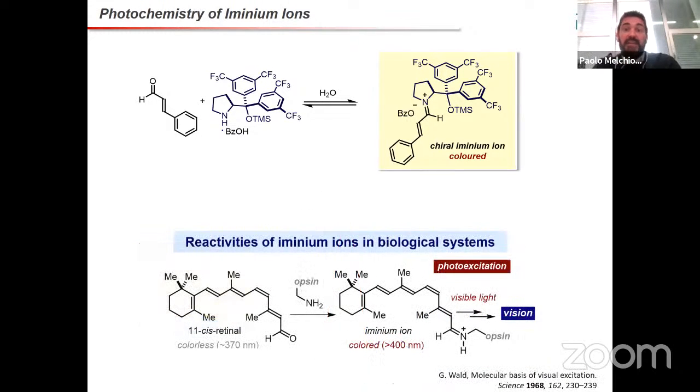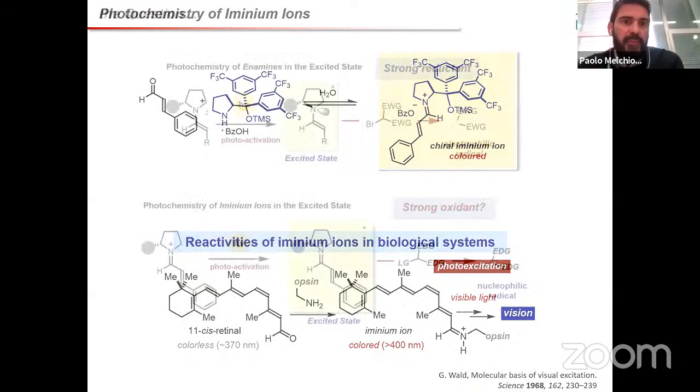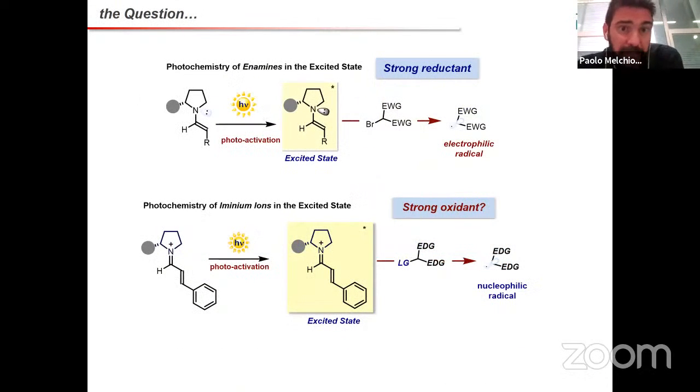This should not be a surprise if you think that the ability of iminium ions to absorb visible light is really at the basis of the mechanism of vision for all the vertebrates. But we don't want to induce any E/Z isomerization here. The target was to use the excited state reactivity of iminium ions to develop new photochemical asymmetric processes. The main problem was to predict which type of reactivity to expect from an excited iminium ion.